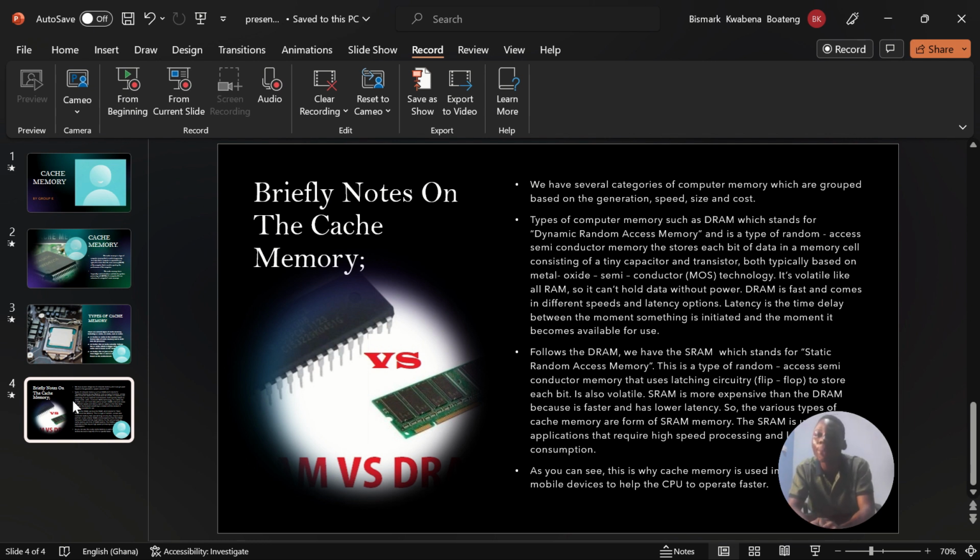And DRAM is a type of random access memory. It's a type of random access semiconductor memory that stores each bit of data in a memory cell consisting of a tiny capacitor and transistor, both typically based on a metal oxide semiconductor technology.